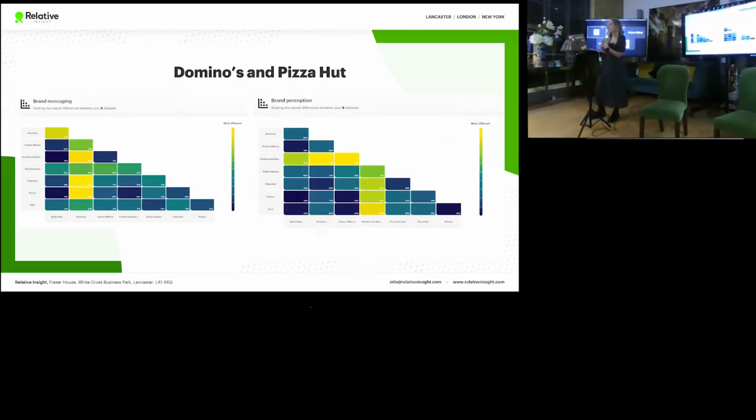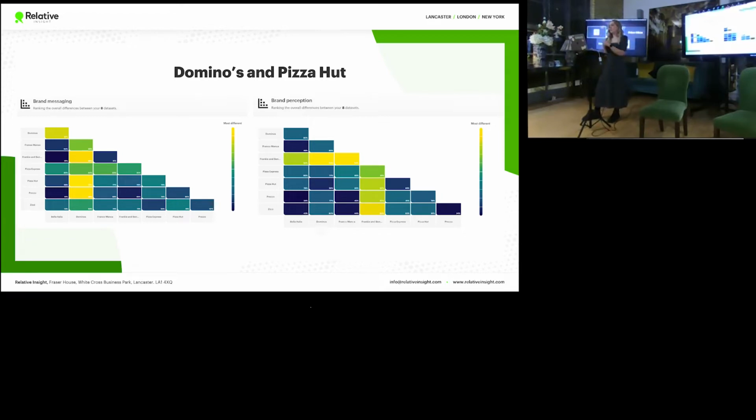So finally, it's interesting to have a look at the two heat maps that we've already seen side by side. So brand messaging and brand perception. And I just want to point out Domino's and Pizza Hut. So from the brand messaging point of view, Pizza Hut and Domino's are actually the most different. They're this yellow tile in the middle. Whereas when we look at brand perception, Pizza Hut and Domino's are actually the least different. So customers are seeing them as one and the same.